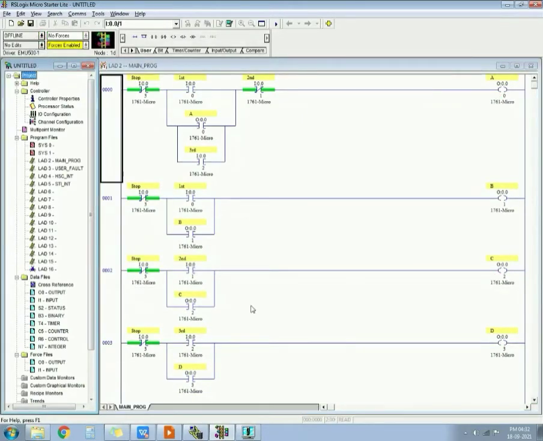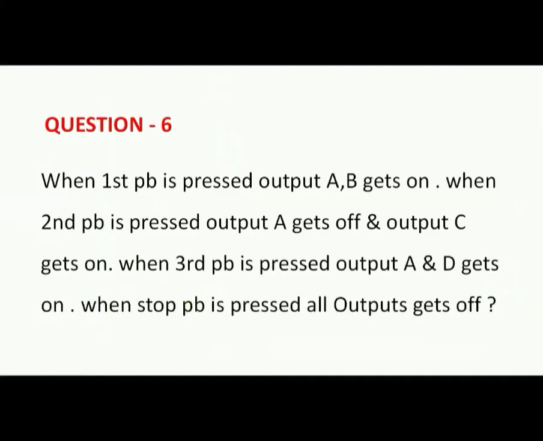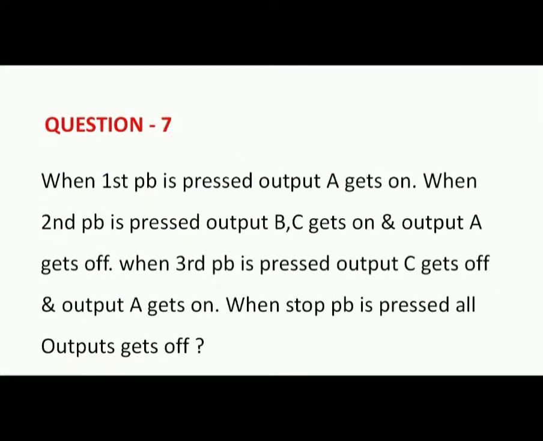So let's go to question number 7, before our video gets lengthy. So this is question number 7. When the first push button is pressed, output A gets on. When the second push button is pressed, outputs B and C get on and output A gets off. When the third push button is pressed, output C gets off and output A gets on. When the stop push button is pressed, outputs get off. So we will do it stepwise.